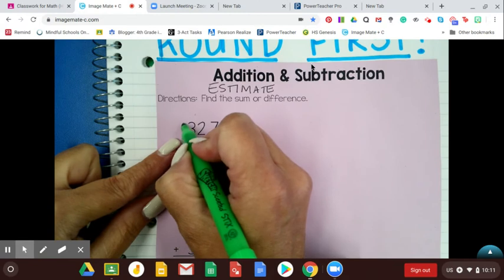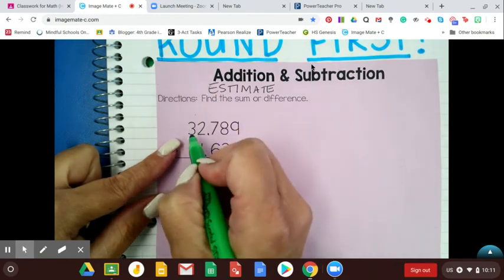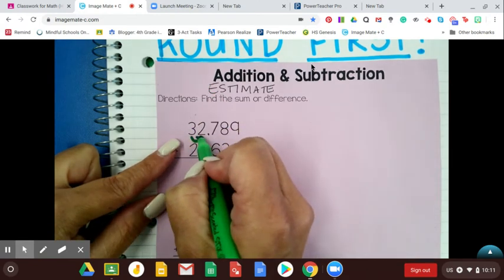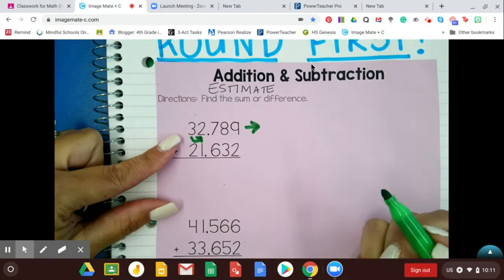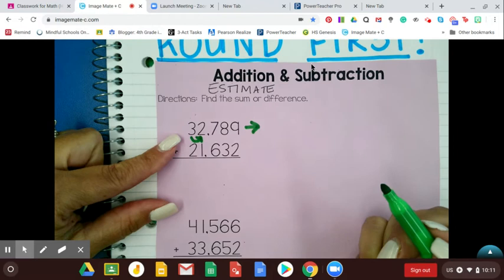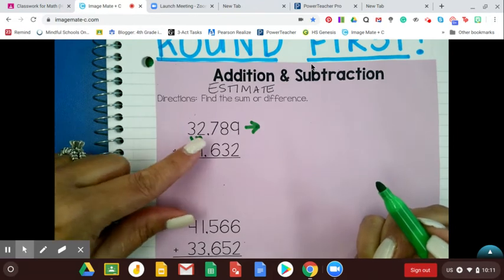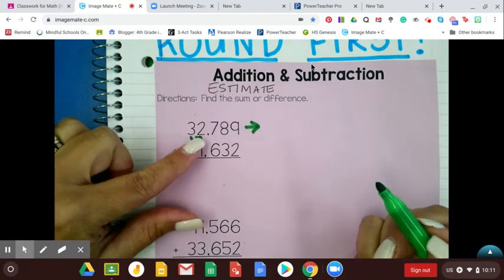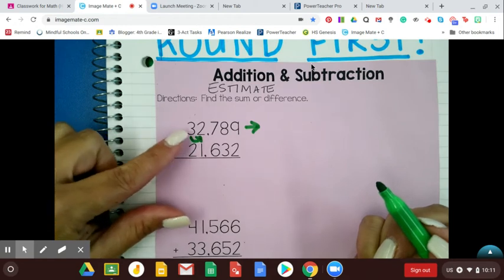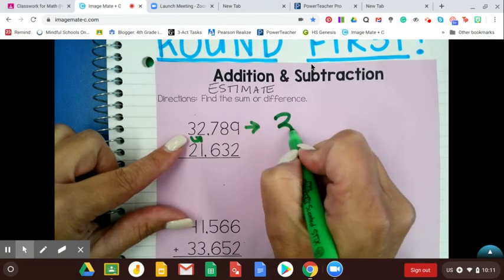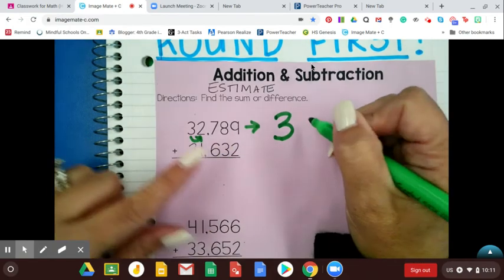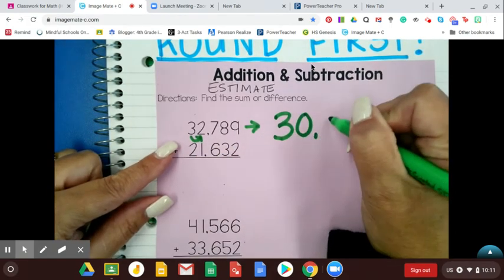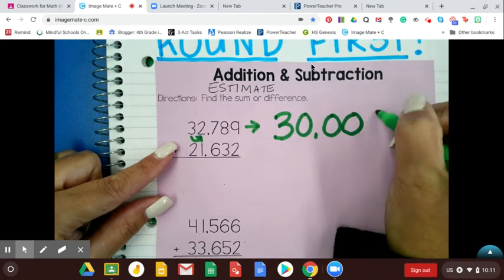So 3 is going to be my target digit, and I'm going to look to the right, and it's a 2. I'm going to say my poem. 4 or less, let it rest. 5 or more, add 1 more. So since it's less than 4, right, 4 or less, I am going to let that 3 rest. So that 3 just stays the same, and everything else after the 3 turns to a 0. So my answer is 30,000.